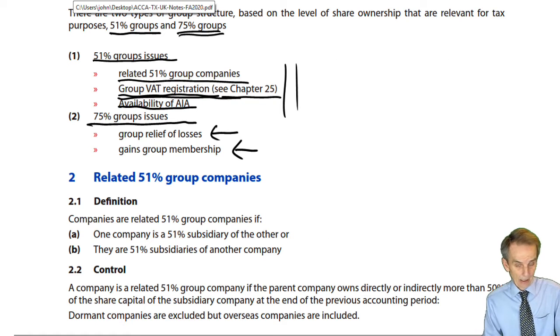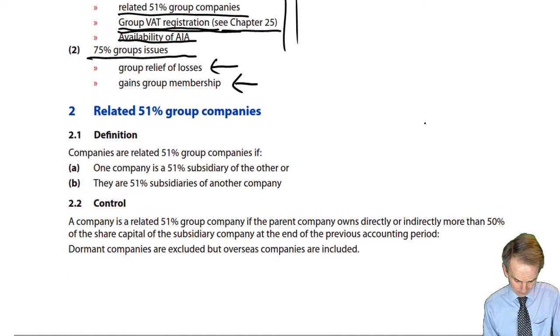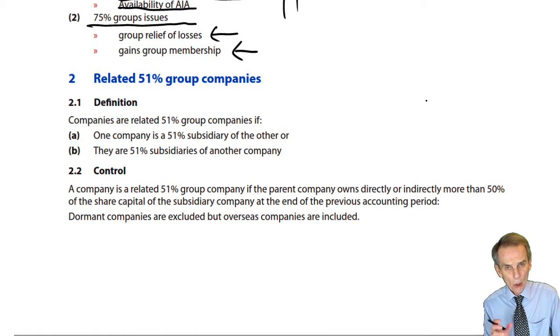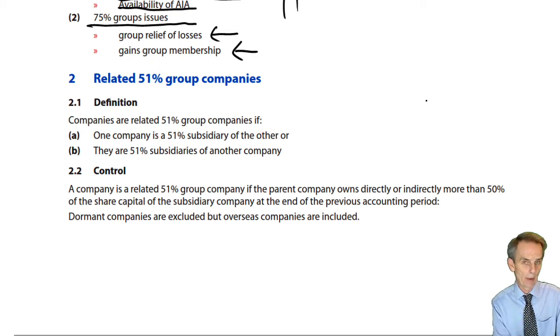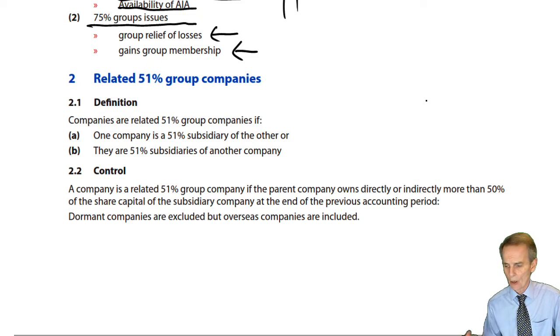So we will analyse our group of companies in the context of who's in the 75% group, who's in the 51% group, defining each of those groups in relation to the individual issue, whether it's group relief of losses, whether it's gains group membership, whether it's related 51% group companies, whether it's group VAT registration, or whether it's availability of AIA.